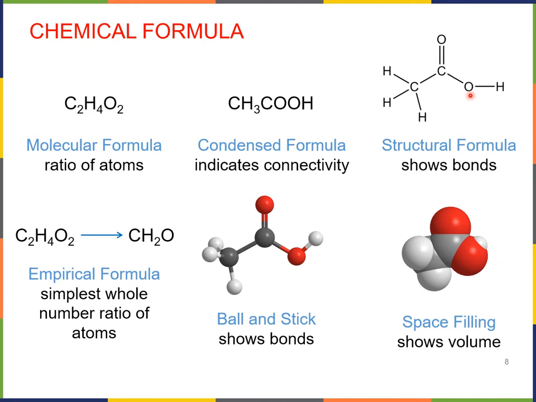However, certain types of experiments don't show you the connectivity. They only give you the relative amounts of each element, in which case you don't get C2H4O2, you get 1 unit of C, 2 units of H, and 1 unit of O. So the empirical formula simplifies the ratio of the subscripts here. C2H4O2 simplifies to C1, H2, and O1.